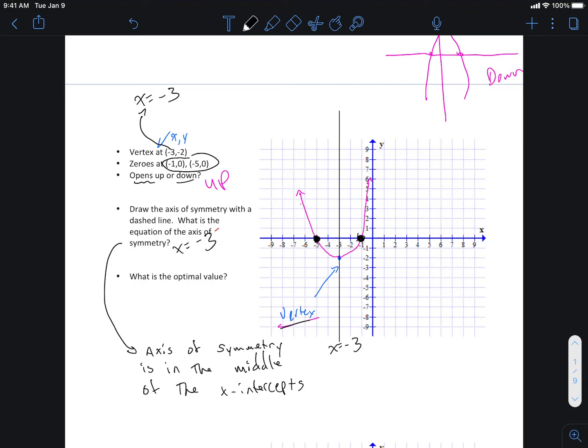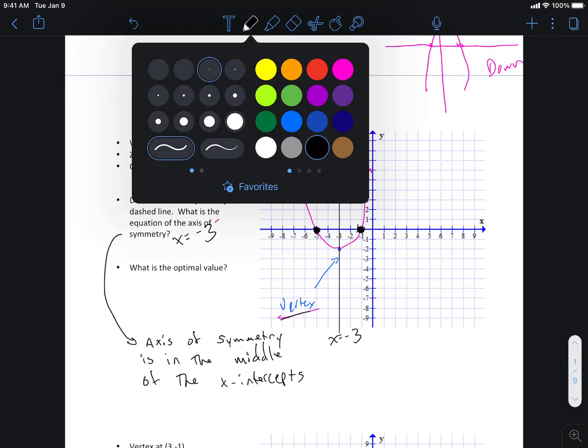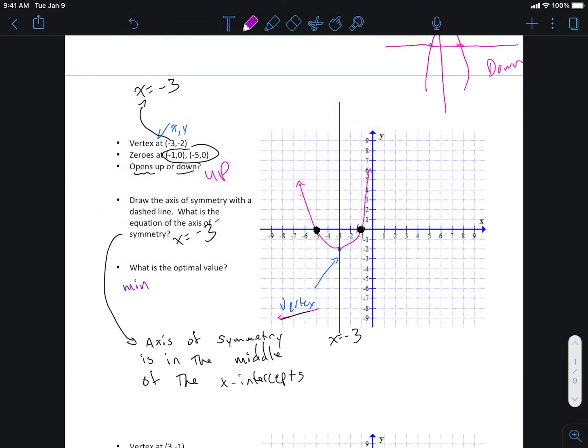And the last thing you have to do is tell me what the optimal value is. Well, the optimal value is, again, dealing with the vertex. You're going to make a decision: does it open up or down? If it's up, then you have a minimum. As you can see here, it's a minimum. So you're going to have a minimum of -2. That's it. That's -2 because it doesn't go any lower than -2.